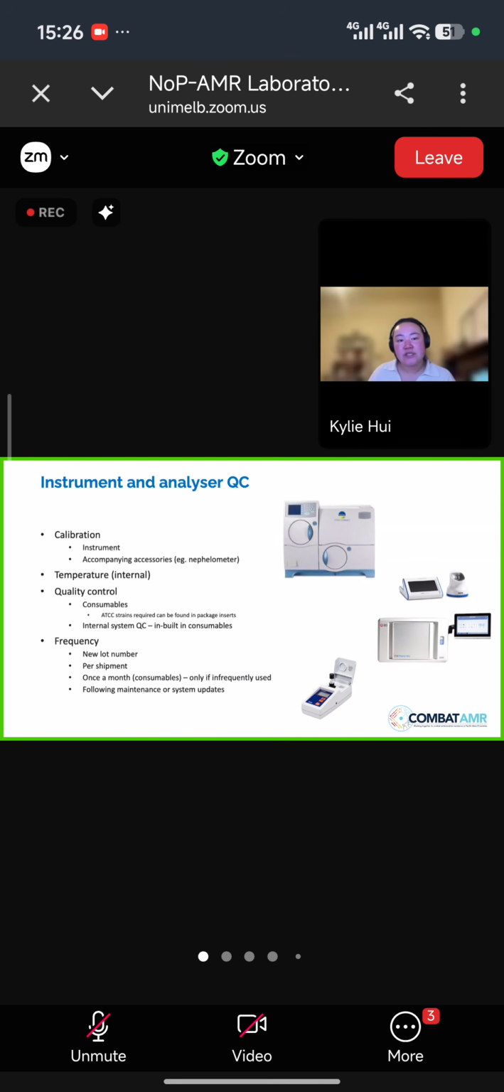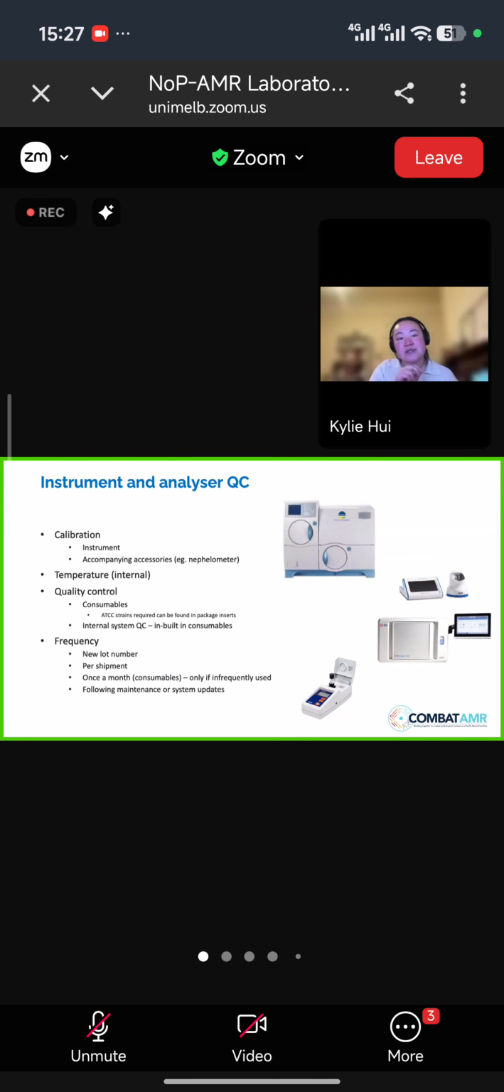Unlike some of the other tests that we spoke about, where the ATCC strains might be missing and we can find an internal in-house QC to mimic the same reaction, that's not the same case with our instrument and analyzer QCs. All the instruments with the consumables use the QC to test different parts of the consumable itself. So if we use the Vitek, for example, having the cards for QC, they ask you to do QC for 3 organisms per card.